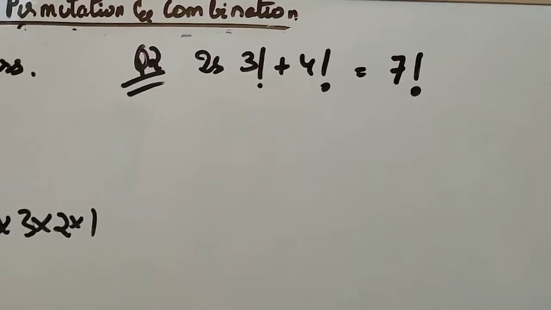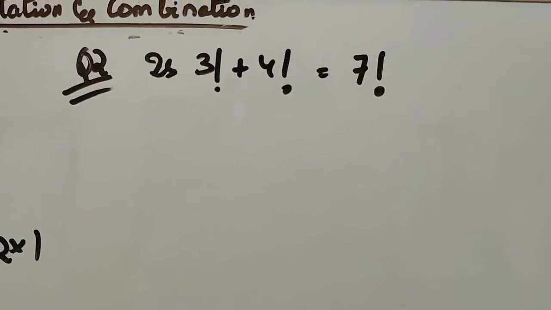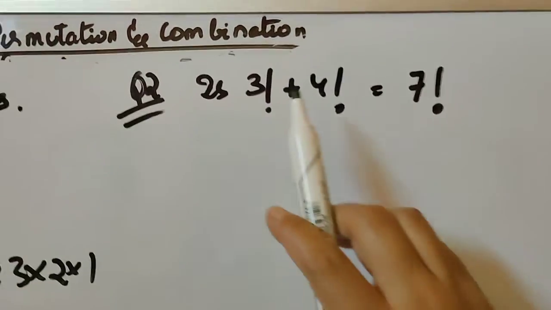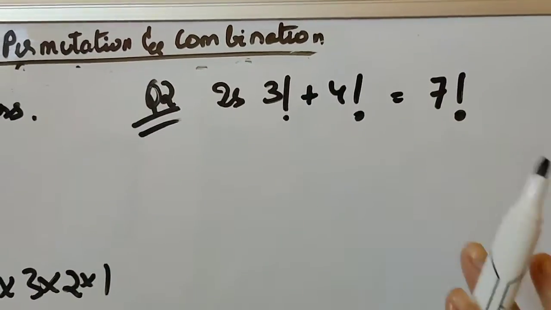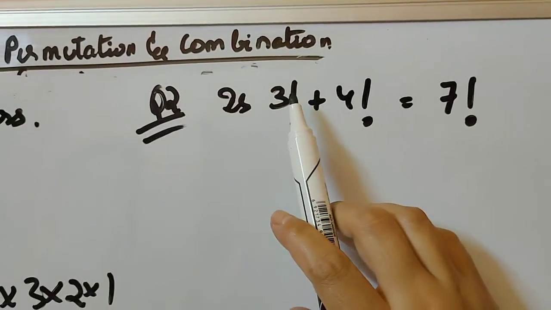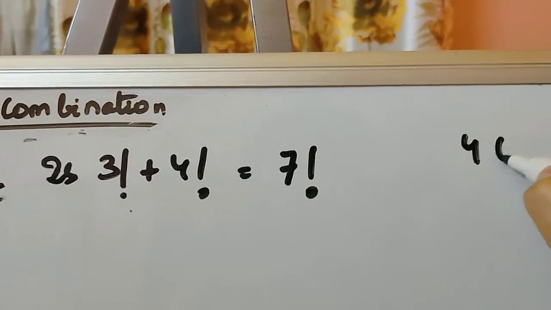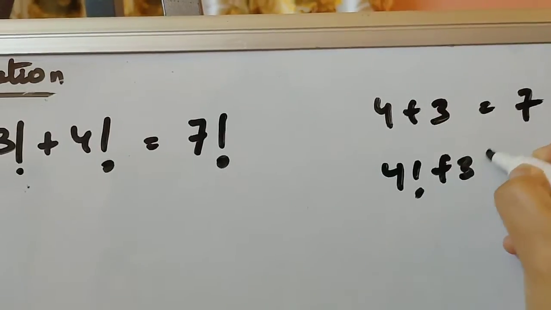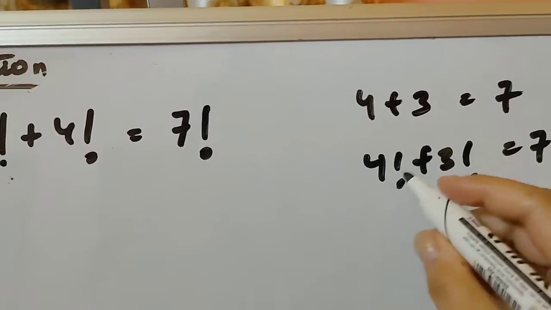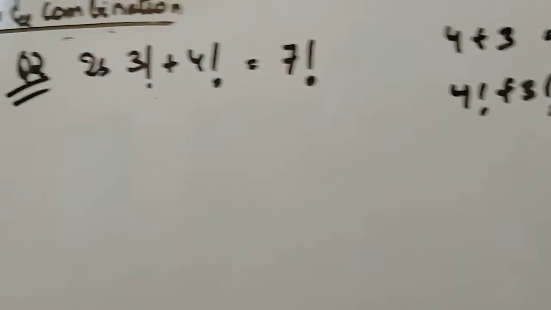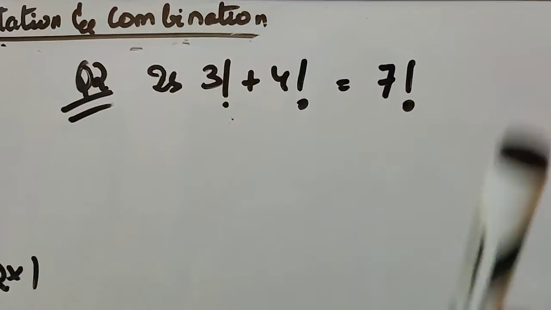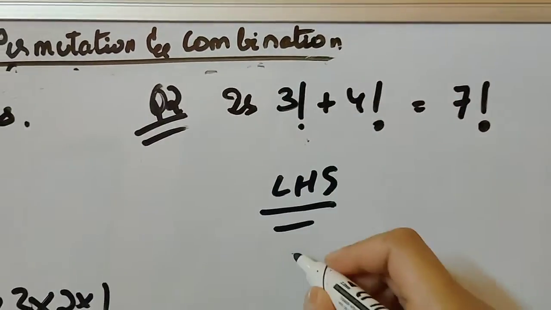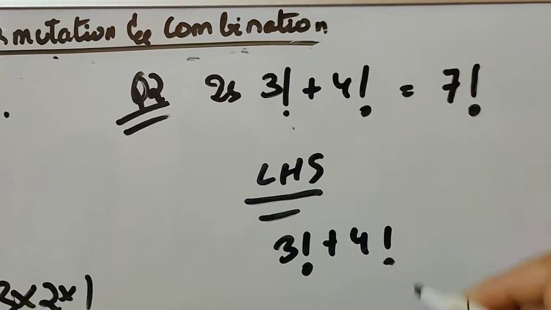Now next is question number 3: is 3 factorial plus 4 factorial equal to 7 factorial? This factorial and this factorial cannot be added. Let me tell you this, be very clear, don't simply add. If it was 4 plus 3, then it is 7. But for 4 factorial plus 3 factorial, you cannot simply add this way. Here we have to prove whether this is equal or not. So first we evaluate the left hand side: 3 factorial plus 4 factorial.